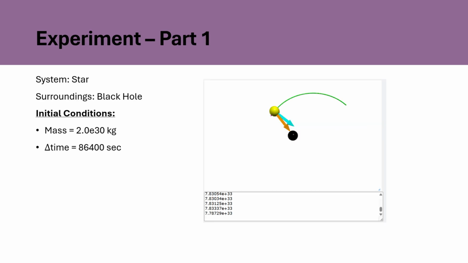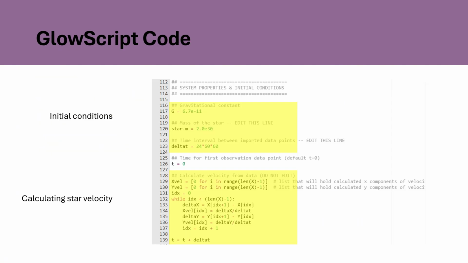For part 1, the system is a star and the surrounding is a black hole. The initial conditions are mass is 2 times 10 to the power of 30 kilograms, and the time step is 86,400 seconds, or 1 Earth day. For this section, we have our initial conditions, and then we are calculating the star's velocity.